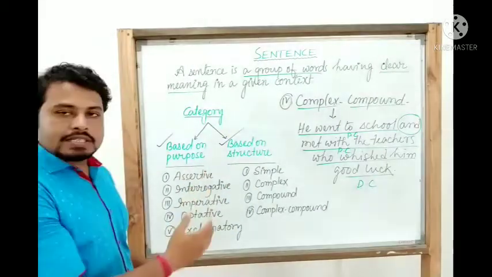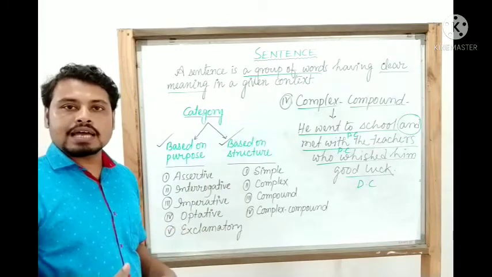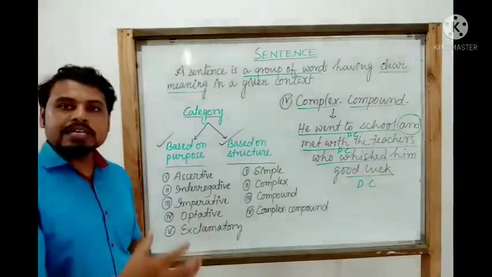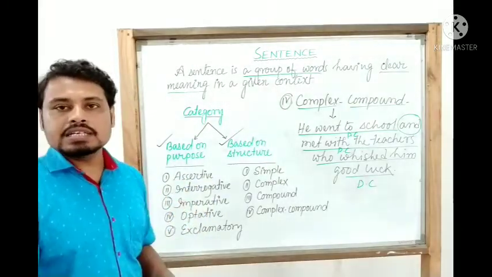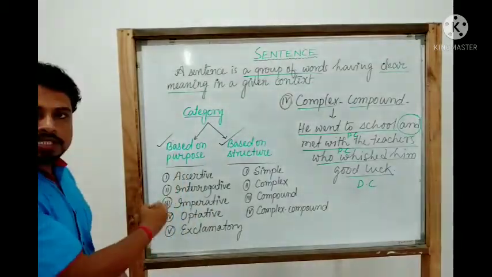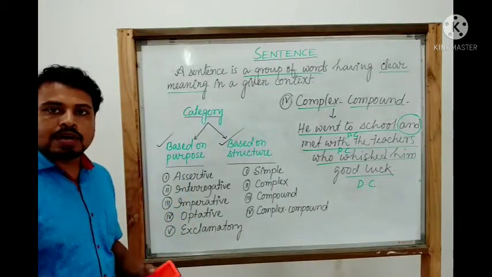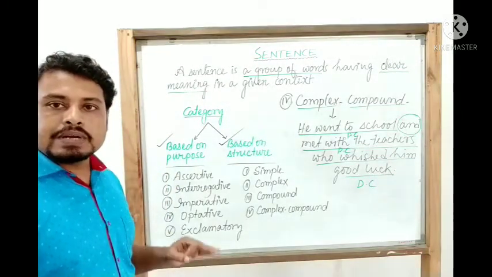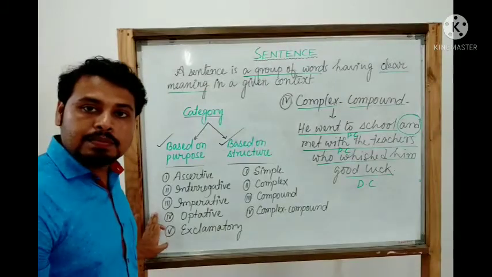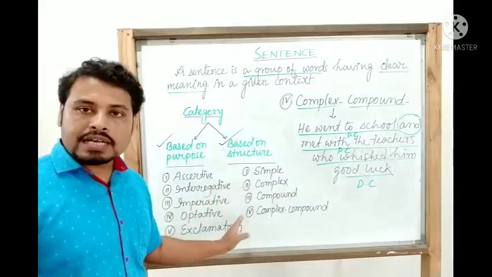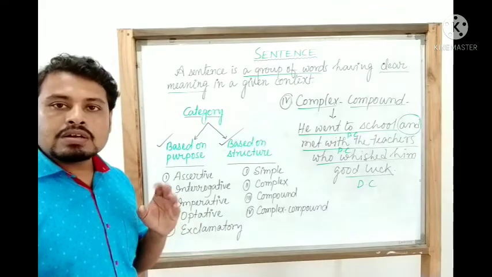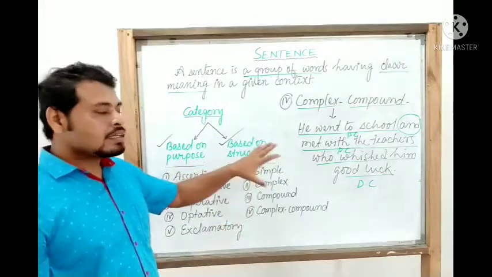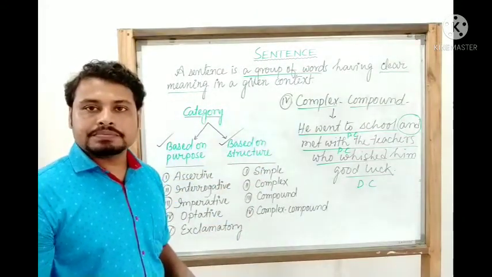So a sentence, a group of words having a clear meaning in a given context, can be divided into two clear categories. One is based on purpose, another is based on structure. Based on purpose, we have 5 types: assertive, interrogative, imperative, optative and exclamatory. Based on structure, we have 4 types: simple, complex, compound and complex compound. So altogether we have these 9 types of sentences.